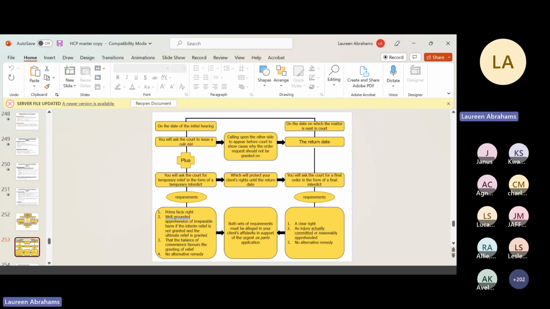On the return day, the respondent can then come to court and say why the relief should not be made final. Now, the respondent doesn't have to wait for the date of the return day. The rule says that the respondent can anticipate an earlier court day within 24 hours after he has received the order, the interim order. He can be back at court and tell the court why the order should not have been granted and should be dismissed.